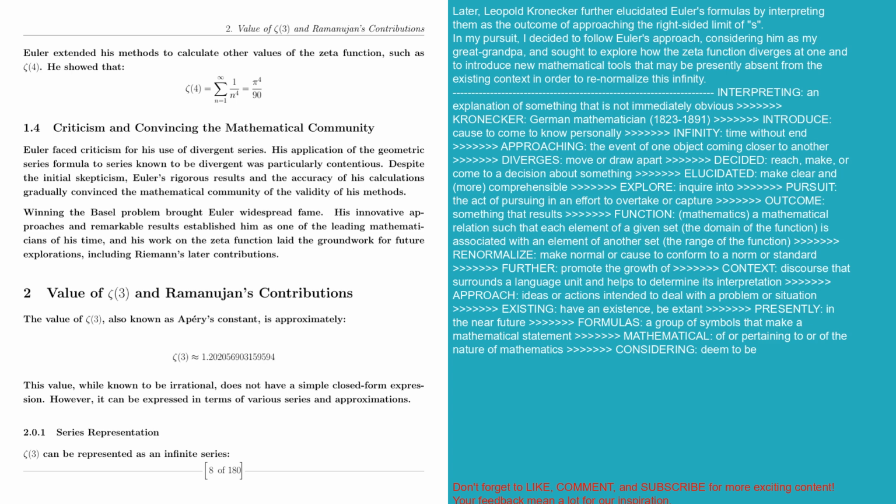In my pursuit, I decided to follow Euler's approach, considering him as my great-grandpa, and sought to explore how the zeta function diverges at 1 and to introduce new mathematical tools that may be presently absent from the existing context in order to renormalize this infinity. The journey was far from easy, but I firmly believe that perseverance is the key to success.